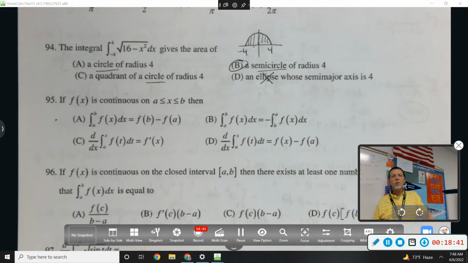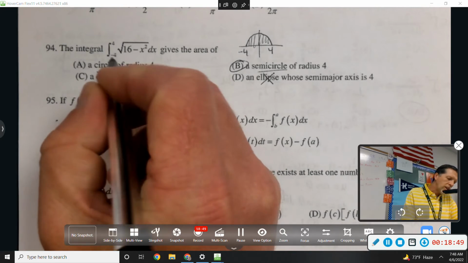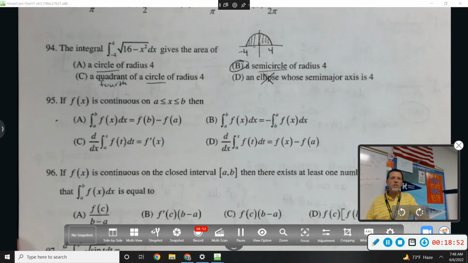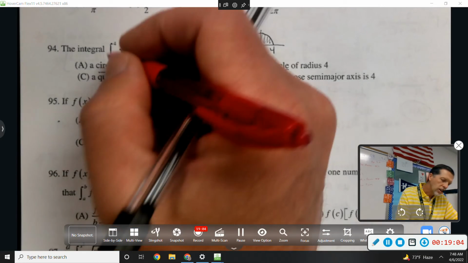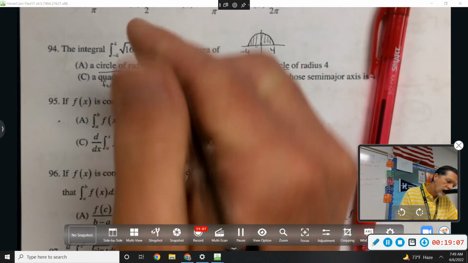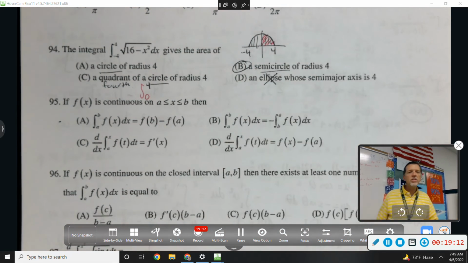I don't know what it means by a quadrant of a circle. I guess that's a fourth of a circle. What would be an easy change to that integral to make it give you the area of a fourth of a circle? How could you change that integral so that the area represents a fourth of a circle? Yeah, if you made it 0 to 4, then you'd only have a fourth of a circle. So that's an easy way they could change up that question for future years.